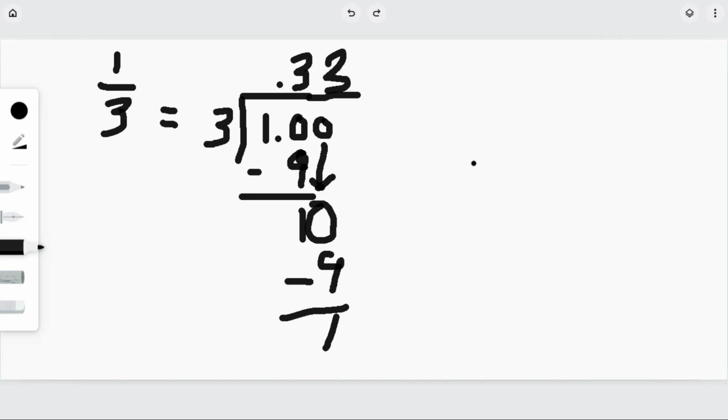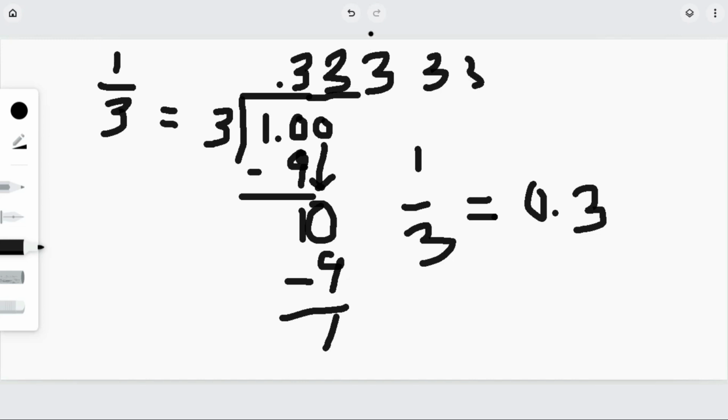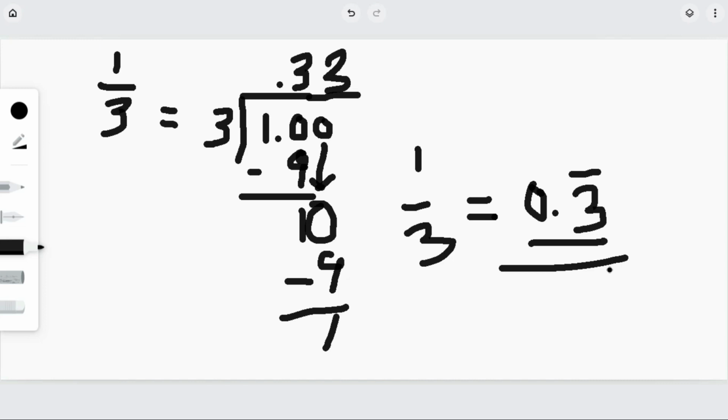So 1 over 3 will be equal to 0.3, but 3 is the only number that is repeated. Since 3 is the only number that repeats, you can put a bar on top of it like this. Any mathematician that sees this will know that this 3 is repeated. It is infinite, it continues repeating. So whenever you are asked to change 1 over 3 to decimal, this is the correct answer, and this is how you are going to do it.